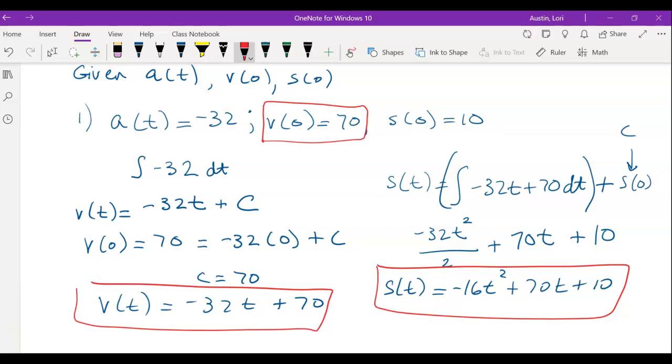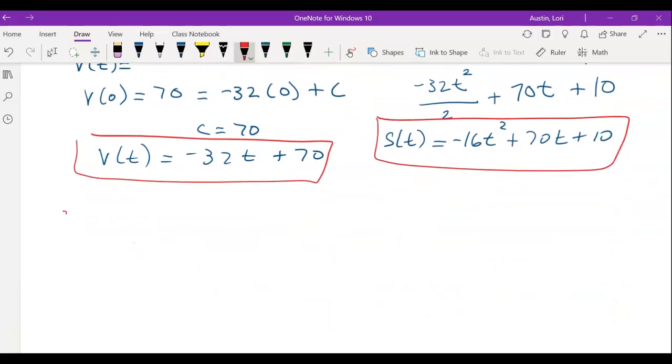Now we know we don't need the C value because we're going to use the formula. Let's do one more. Let's suppose that A sub t is negative 9.8. Let's have V sub 0 of 20.